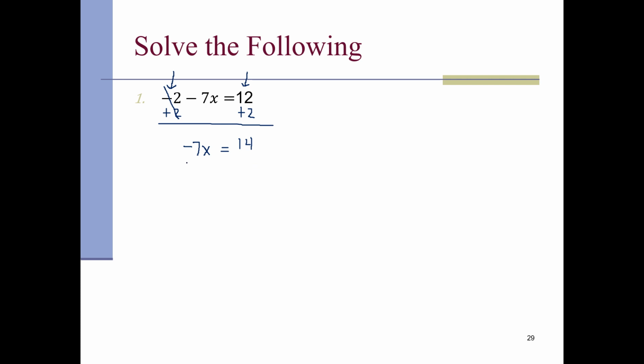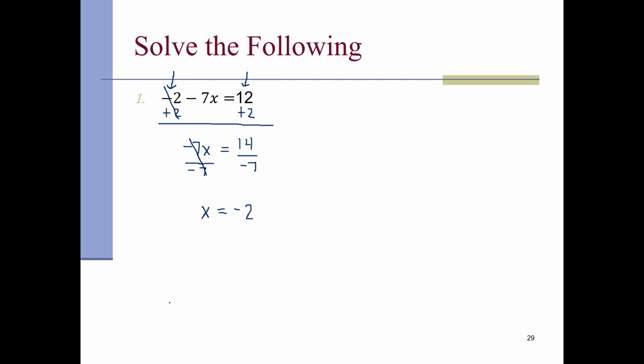Now, I need to get the coefficient, the number in front of this variable, to be 1. So currently the x is multiplied by a -7. I want to do the opposite of multiply, which is to divide by -7. And since I'm doing that on the left, I also have to do that on the right-hand side of my equation. So -7 over -7 is indeed 1. We typically do not write the 1 in algebra, and so we just write the x. And then we'll do 14 divided by -7, which is -2.